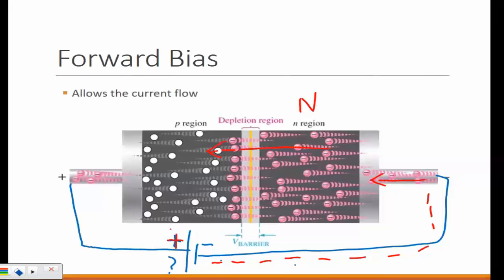But when you apply at least 0.7 volts, where positive is connected to the p-type and negative is connected to the n-type, and you have 0.7 or more than 0.7, then the junction is ready to have the fullest current. So are we clear?